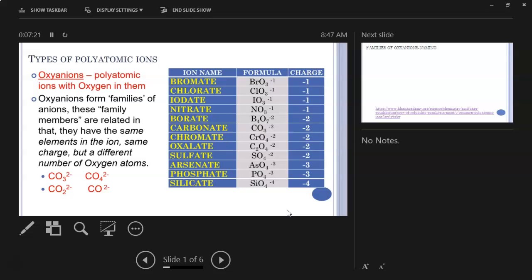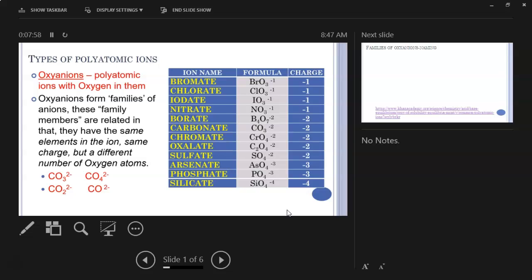So one of his family members is SO3 2-. How is he different than the original version? 3 oxygen instead of 4. So here's our first rule: 1 less oxygen, drop the -ate, and make the ending -ite.